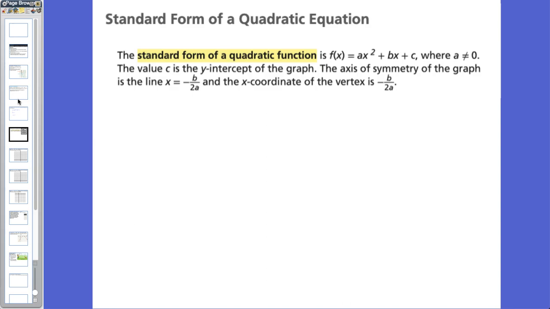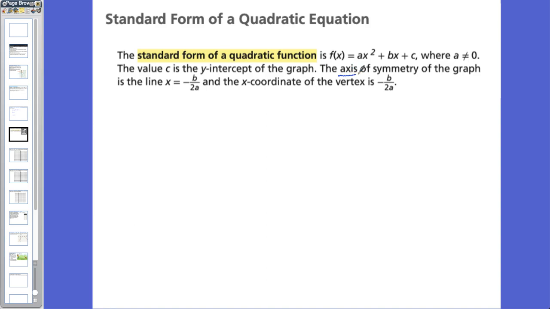So f of x equals ax squared plus bx plus c. That's standard form. A cannot equal 0, because if a equals 0, it gets rid of this x squared term, and then we don't have a quadratic equation. We've got just a linear equation. If we get rid of the term that has this exponent, it's no longer quadratic. So a cannot be 0. The c value then is the y-intercept of the graph.